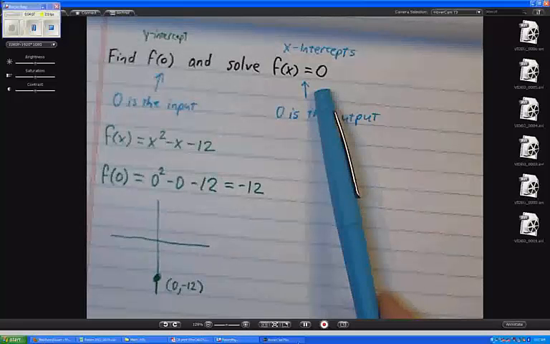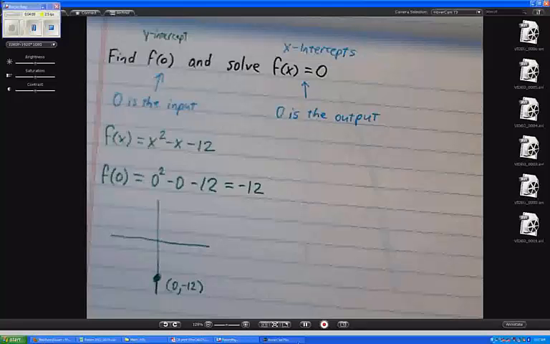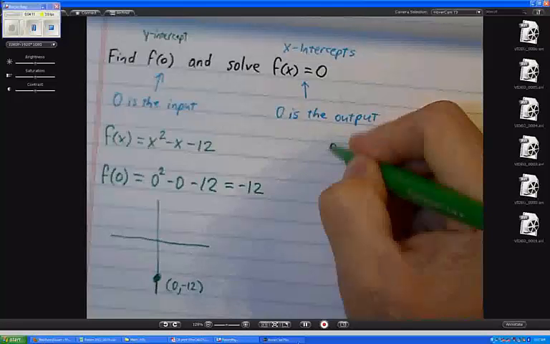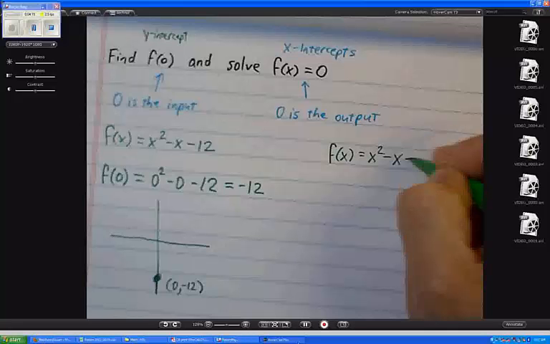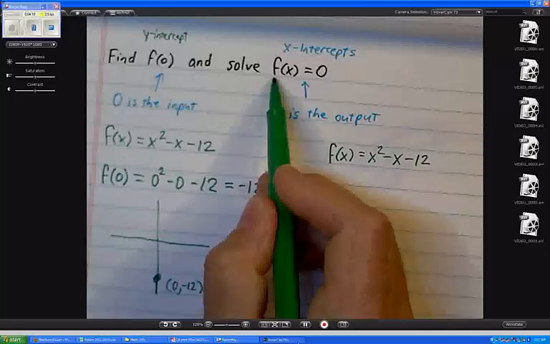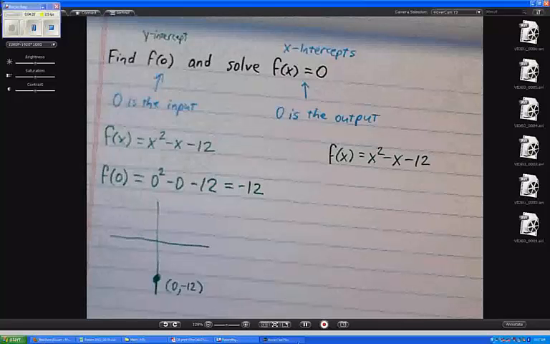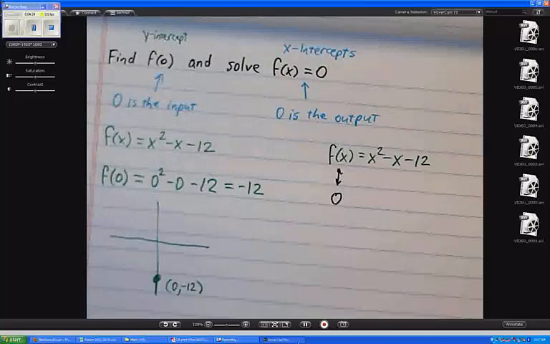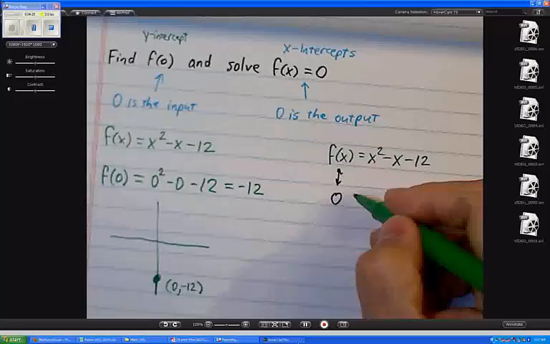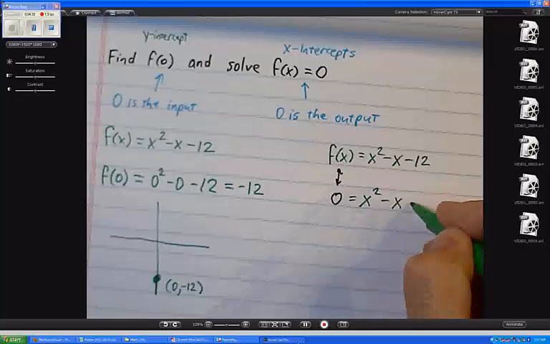And so how do you do that? Well, let me do it the same way I just did. I'll write the function down. F of x equals x squared minus x minus 12. But see, the equation is f of x equals 0, right? So this is now replaced by 0. And I get 0 equals x squared minus x minus 12.